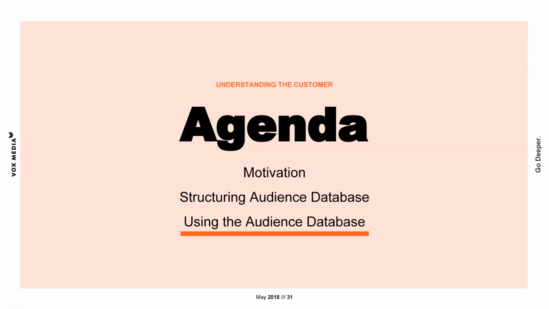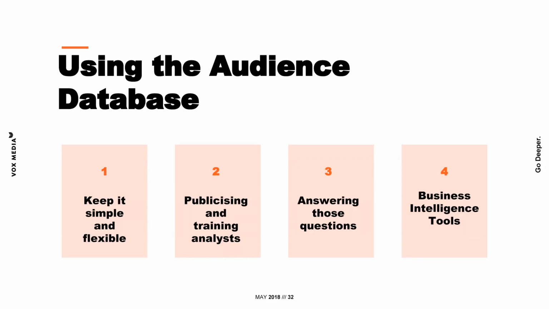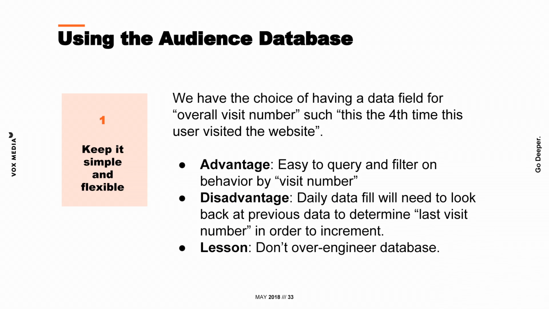All right, so let's talk about using this audience database. Now that we've got some ideas about building this audience database, some things you might want to keep in mind are to keep it simple and flexible. For example, for a user that's coming back to the site over and over again, you might want to have a number in there called the overall visit number. Is it your first time, second time, third time, fourth time? Sometimes you do want this and sometimes you don't.